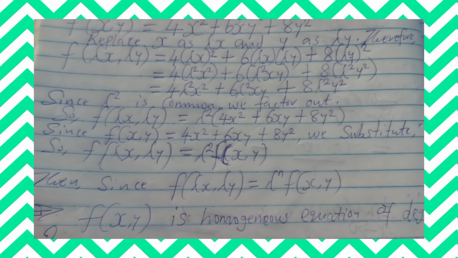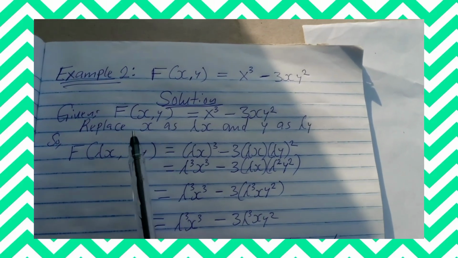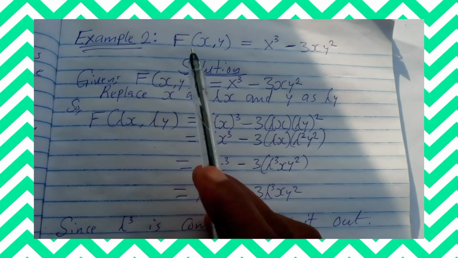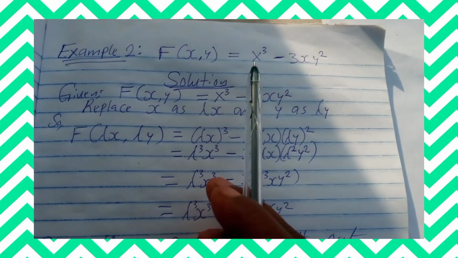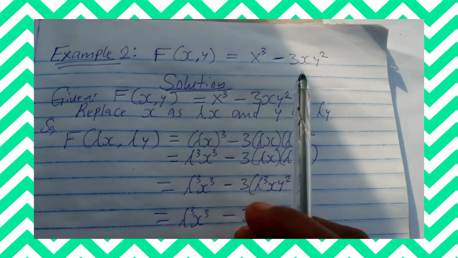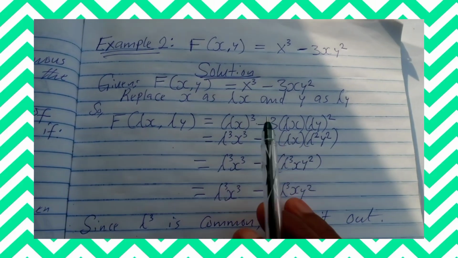So let's look at the second example. Okay, let's look at this example 2. They say we should find the homogeneous function of this function: f(x, y) equals x³ minus 3xy². How are we going to find the homogeneous function of this?